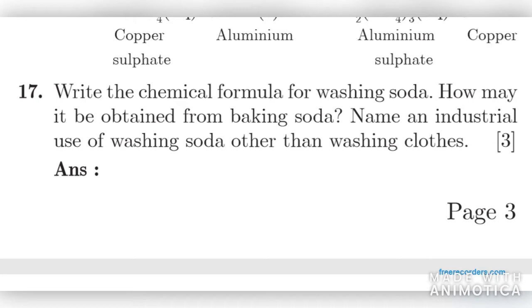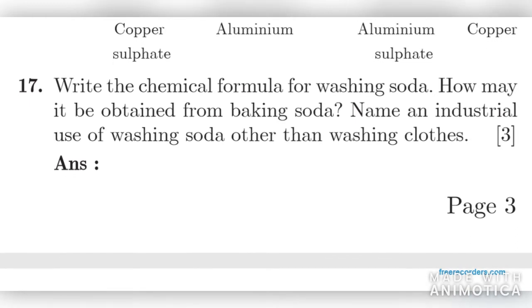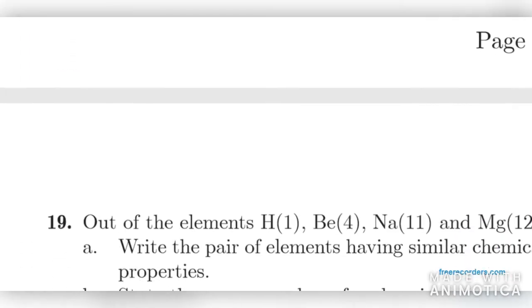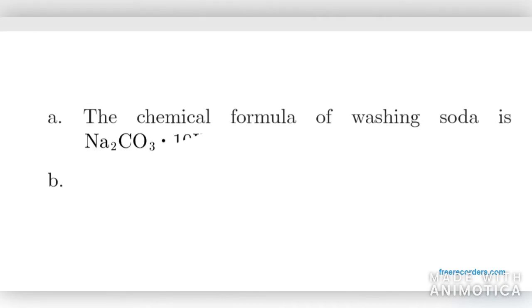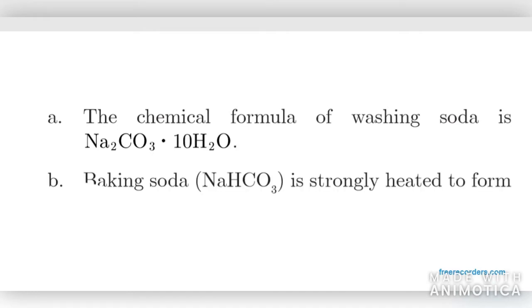So let's move on to question number 17. It says write the chemical formula for washing soda. How may it be obtained from baking soda? Name an industrial use of washing soda other than washing clothes. So let's find out what the chemical formula of washing soda is first. It is sodium carbonate dot 10H2O. 10H2O represents water of crystallization here.